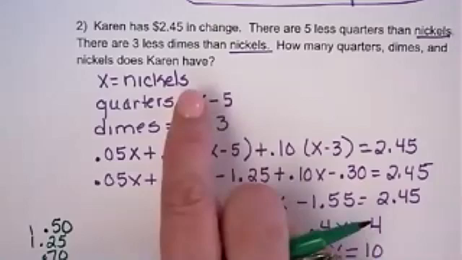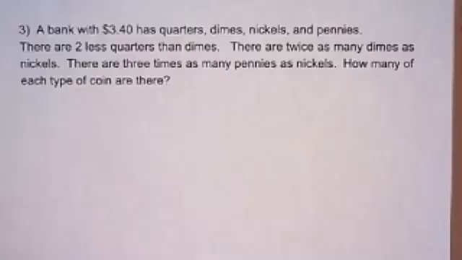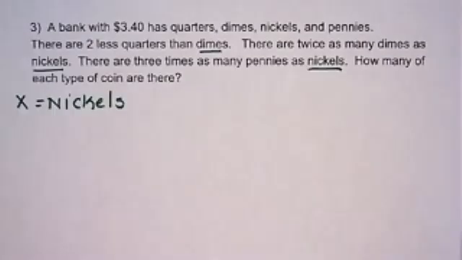And the dimes is going to be x minus 3 or 10 minus 3. So that's going to be 7 dimes. Now again, I can check my work super quick. Over here on this side, I'm going to do scratch work this time. 10 nickels. That's 50 cents. 5 quarters. That's $1.25. 7 dimes is 70 cents.